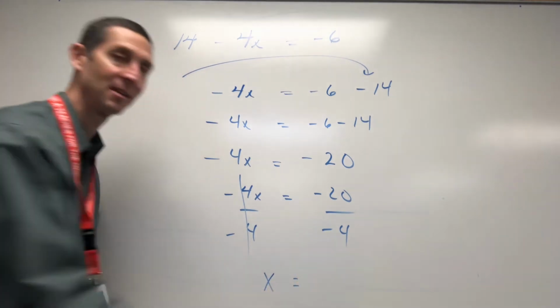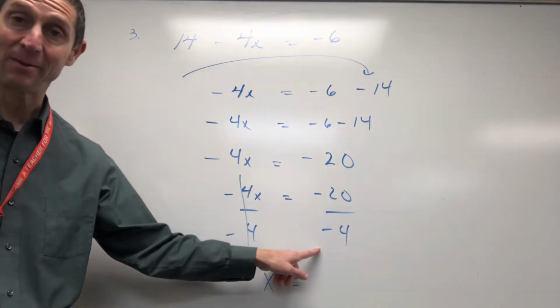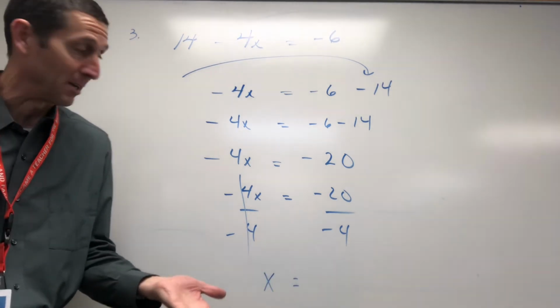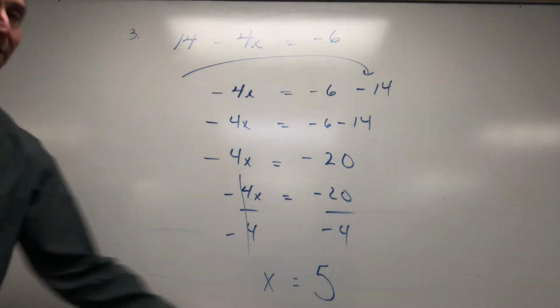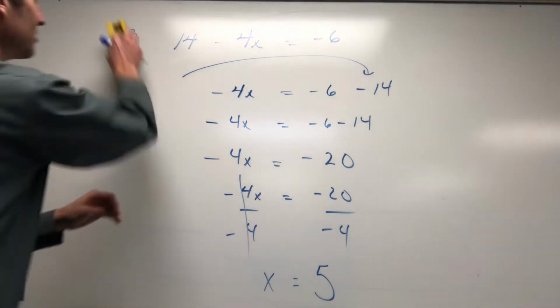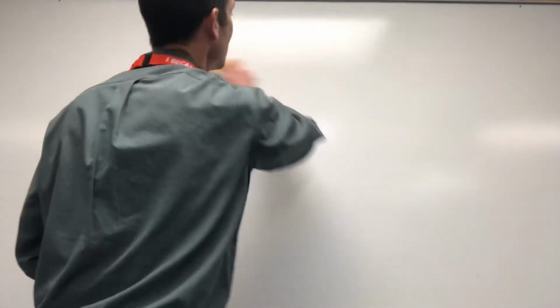That's just x. But here I have a negative divided by a negative. And what is a negative divided by a negative? You're like, oh, Mr. Porter, that's positive 5. All right, coming back to us, solving some equations. All right, let's do a fourth one. What do we got here?